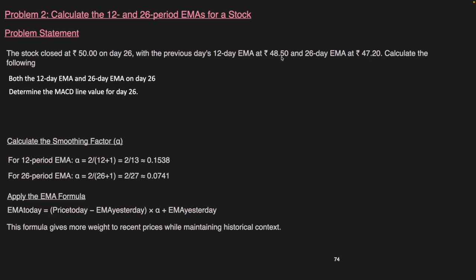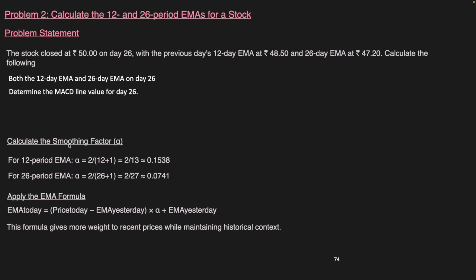So we have been given two values. What is the first value? The current price. And what is the second value? Previous day 12-day exponential moving average value, which is 48.5. And the third value which you have got is the 26-day exponential moving average value at 47.2. What are we supposed to calculate? Both the 12-day EMA and 26-day EMA on day 26. For the time being, we will consider it as day 26. It need not be day 26, it is just to understand. So determine the MACD line value for day 26.